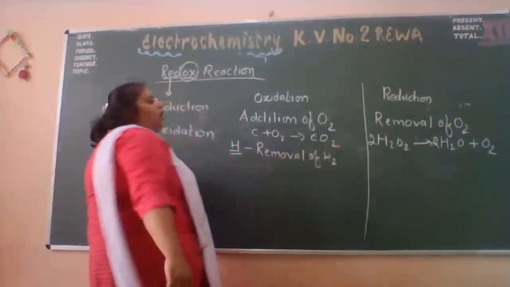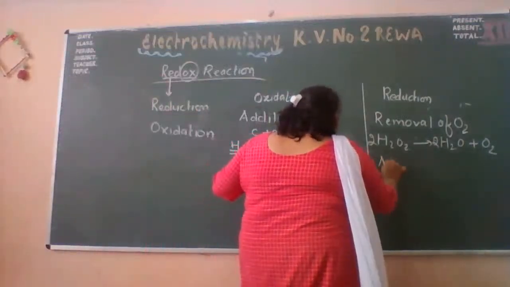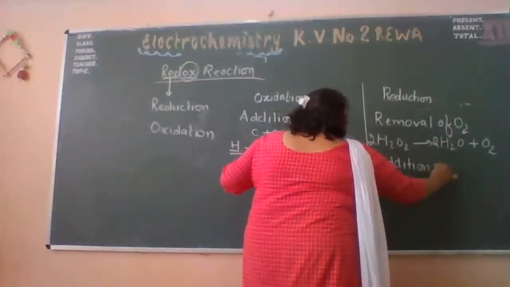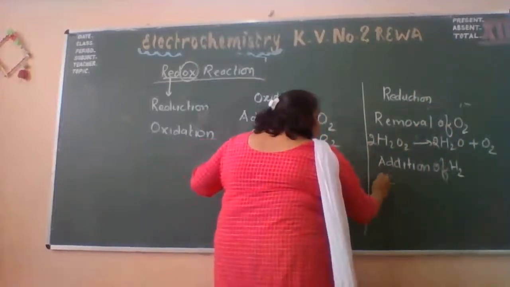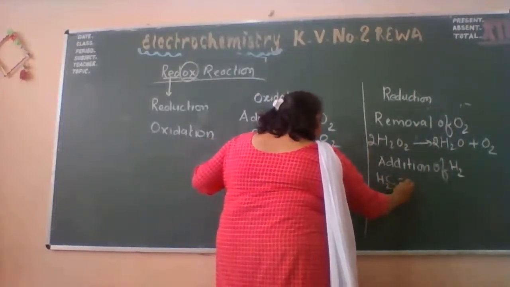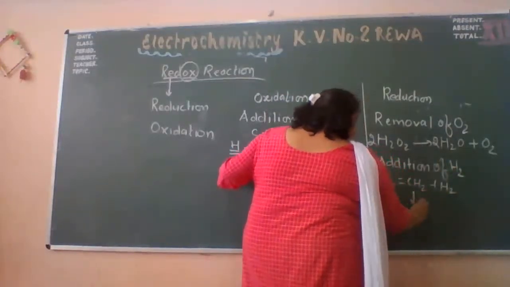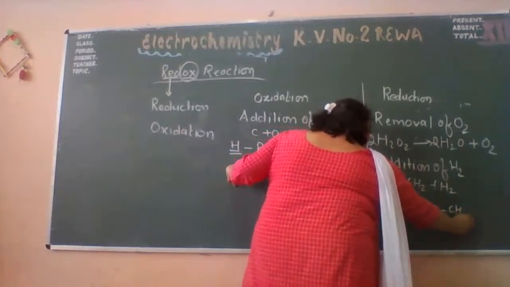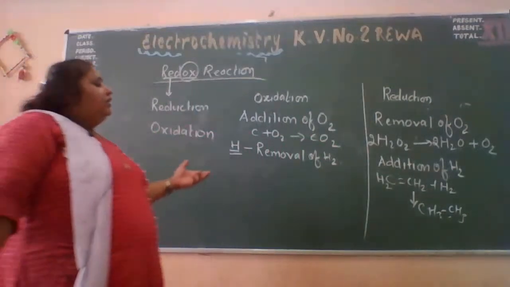This is called the oxidation, and here the addition of hydrogen. I am taking one example here, CH2 double bond CH2. Now it undergoes the hydrogenation reaction, and this forms the CH3. This is the example of the reduction, very commonly.